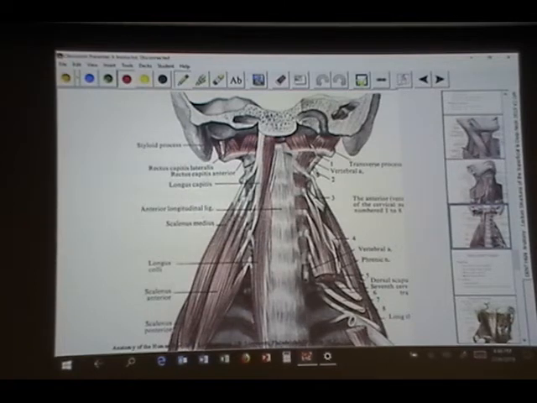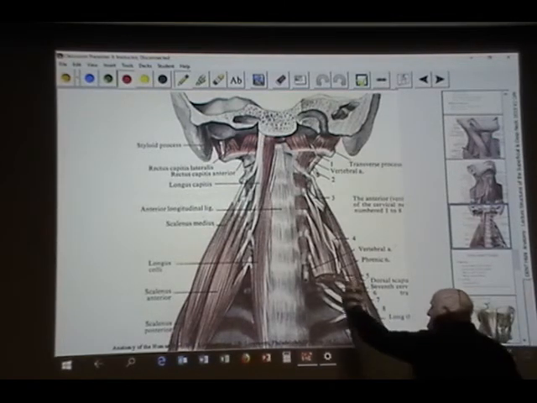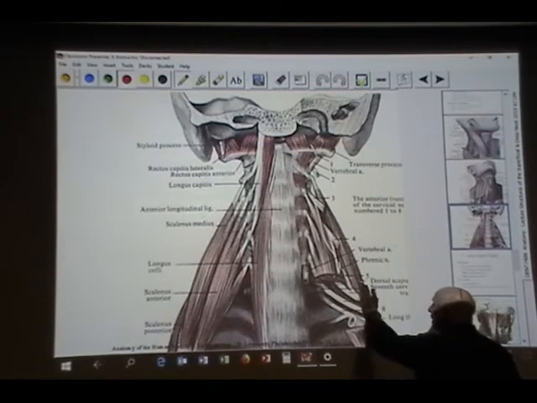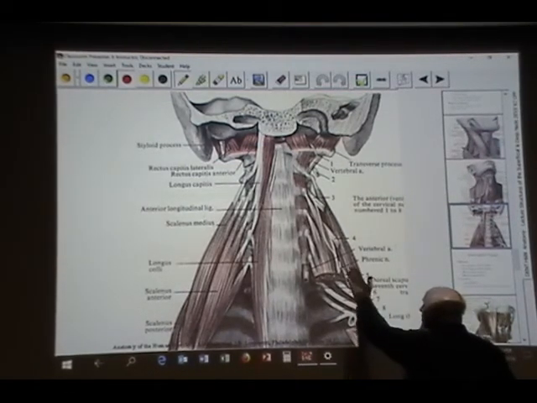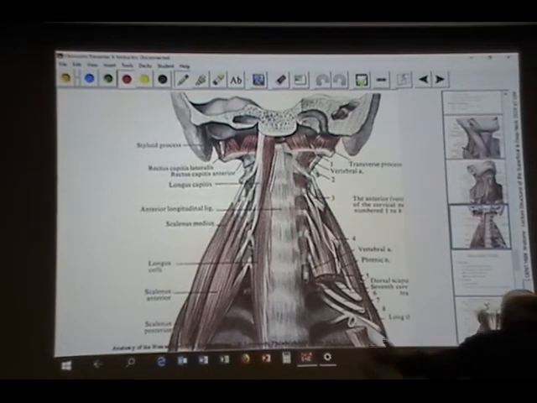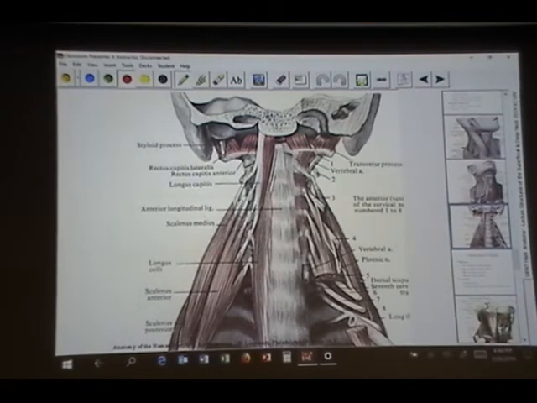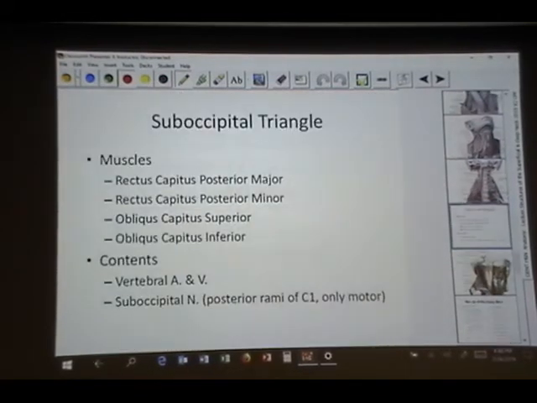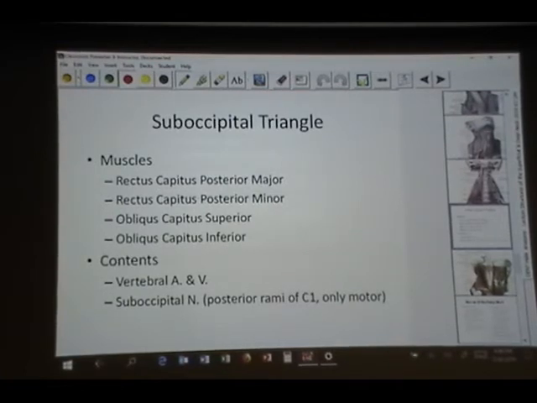Here we see a little bit of the rami and trunks of the brachial plexus coming out between scalenus anterior and scalenus medius, and once again over here on the right, the subclavian artery. All right, there's another triangle. We don't typically try and dissect for this. I had a TA, a dental student who graduated last year, who was determined to dissect this triangle.